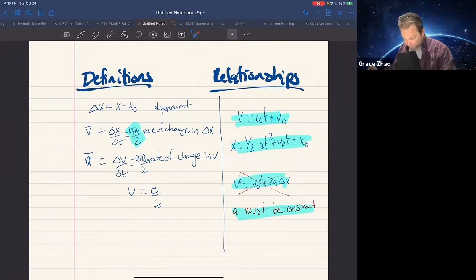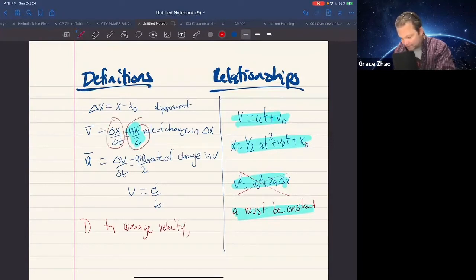So really, almost every problem you can solve using these equations. And I will tell you right off the bat, here's the secret trick to everything. If you get confused about how to solve kinematics problems, number one is try average velocity. That means try this and then try this. I call this average velocity 1 and average velocity 2.